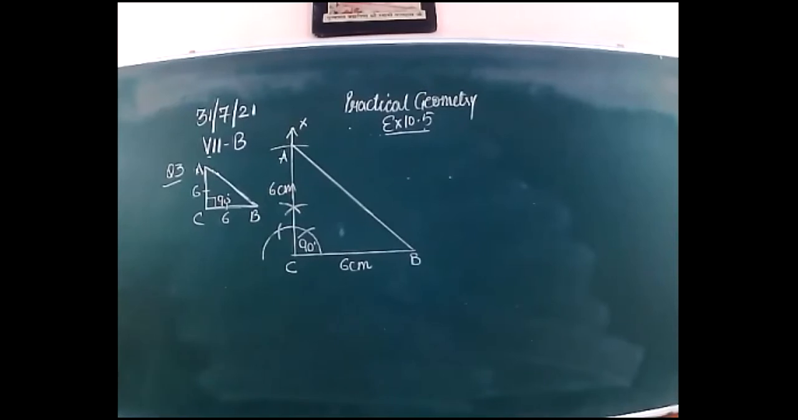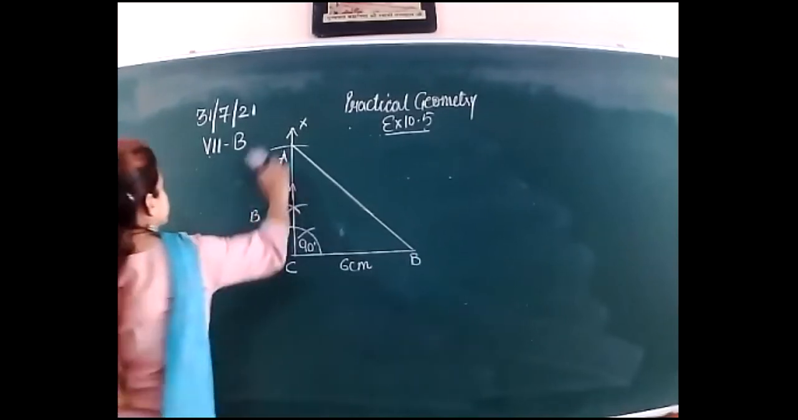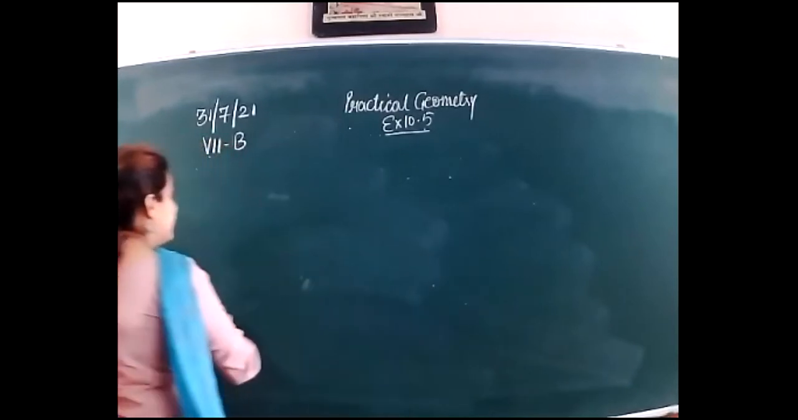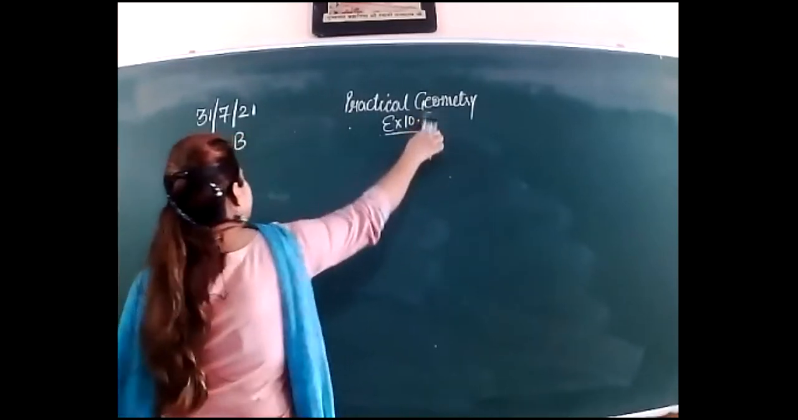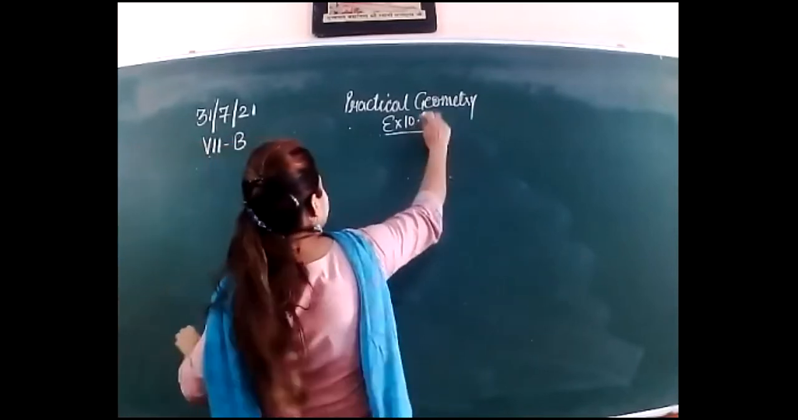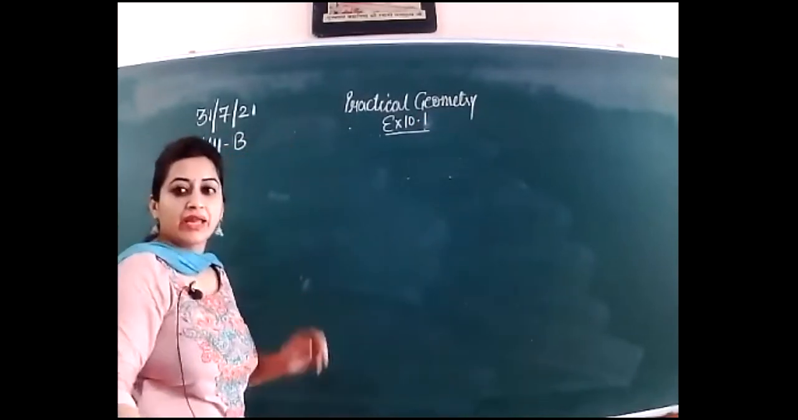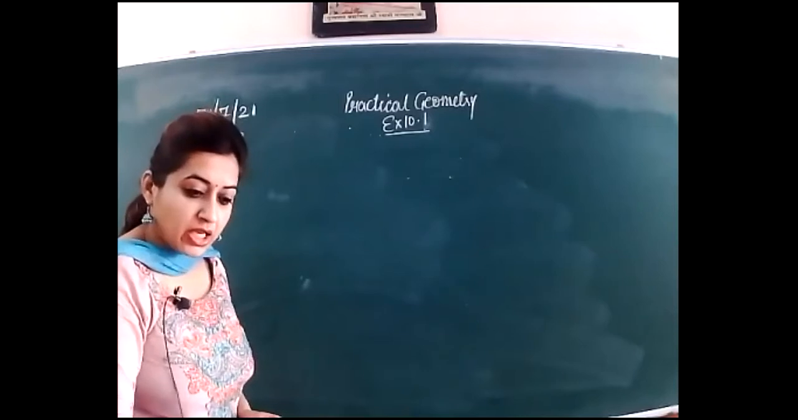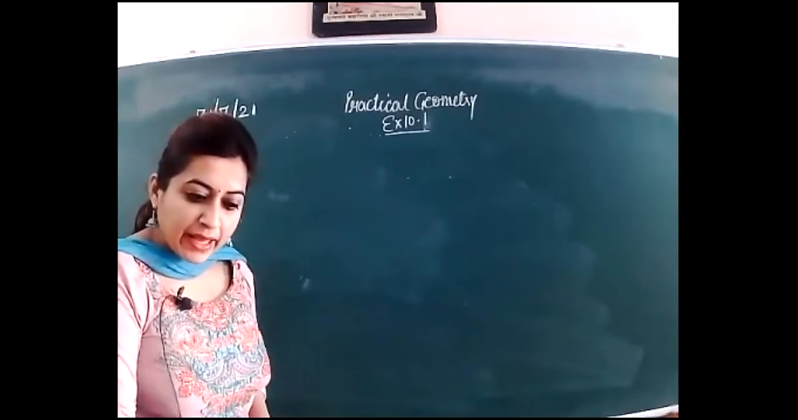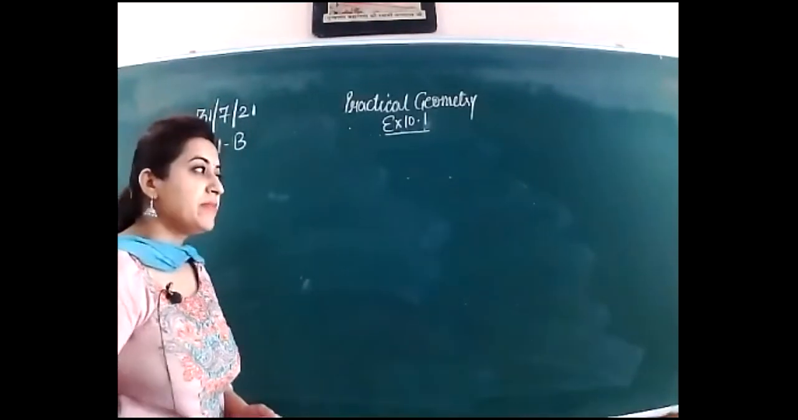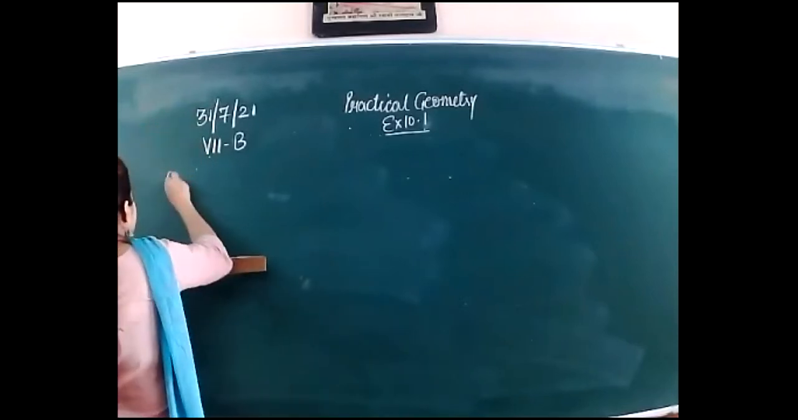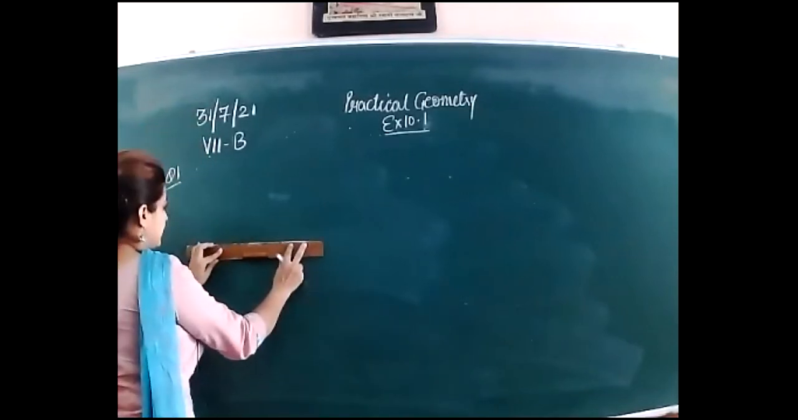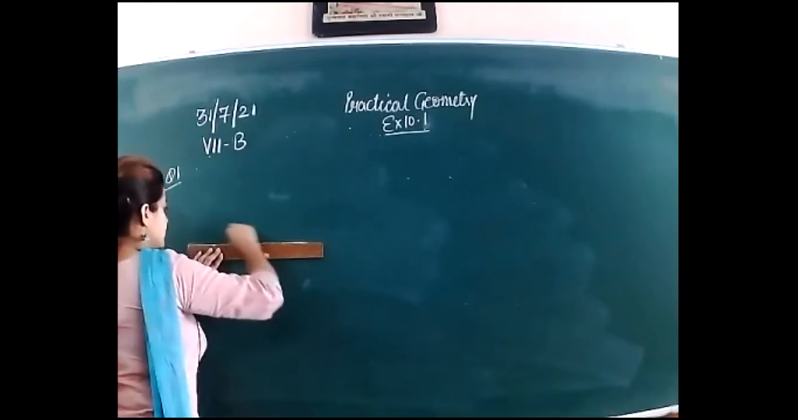Let's start with 10.1 exercise. In exercise 10.1, you don't have to construct the triangle. You have to just simply construct the line which is parallel to the given line. Draw a line AB. Draw a line AB means you have to draw any line AB of your choice, of any line segment, of any length. So this is your AB.